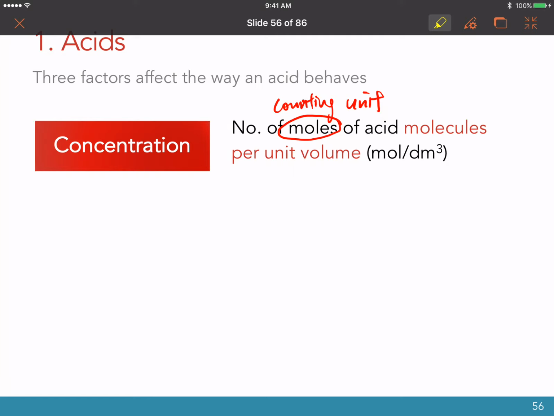Okay, what is number of moles? Moles is a counting unit. For instance, let's say I went to buy a dozen of eggs. By a dozen, you know that I mean 12 eggs were bought. So if I say that there was 1 mole of acid molecules, how much do I mean?